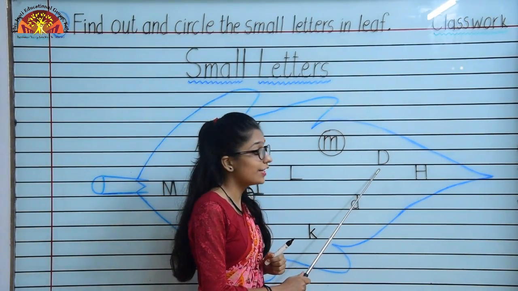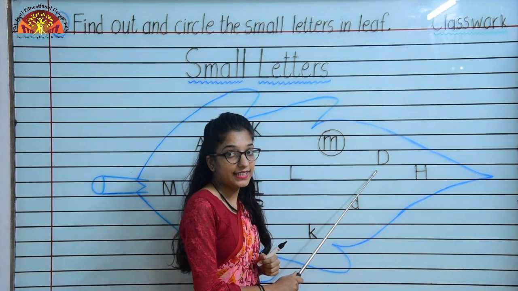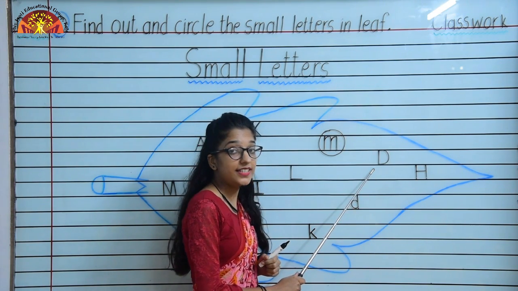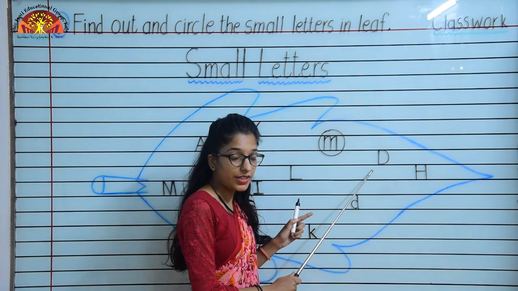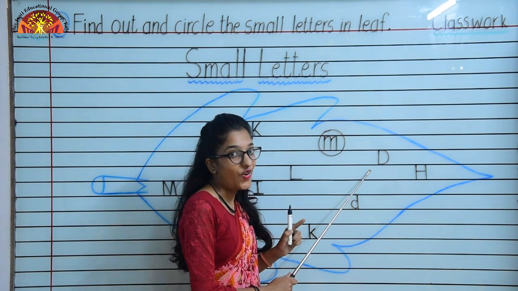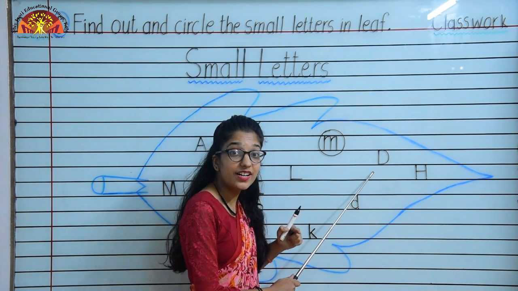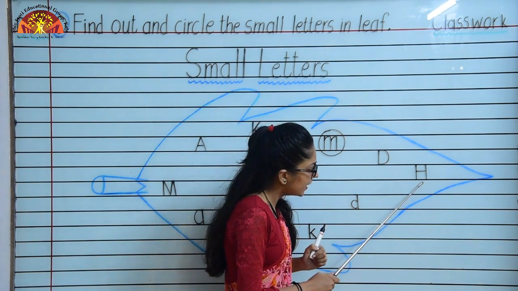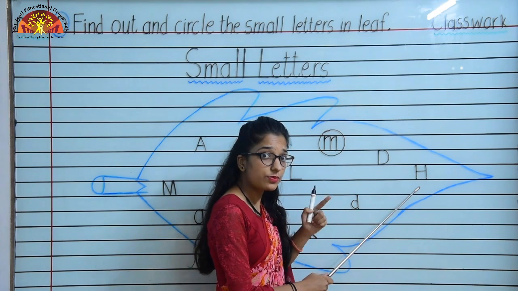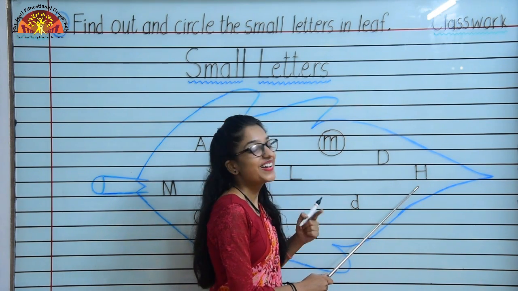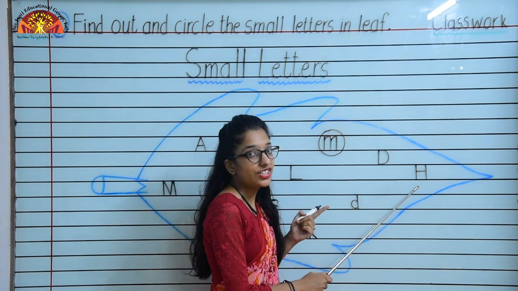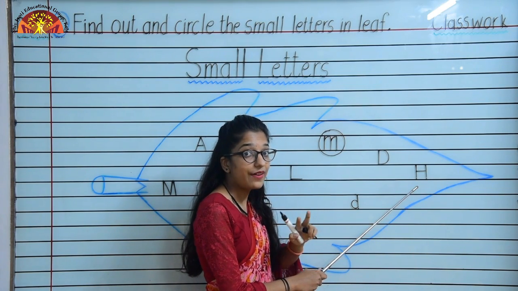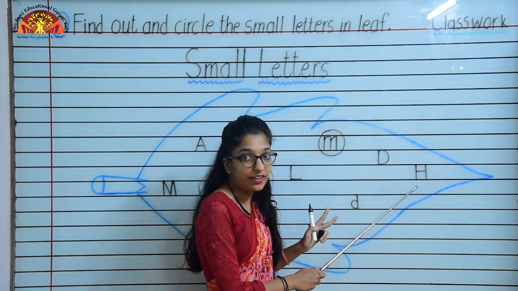Now tell me, which letter is this? This is capital letter D. So we have to circle this letter? No, because we have to circle small letters. Okay? Now this one is capital letter or small letter? It's a capital letter H. So again we don't have to circle this letter.